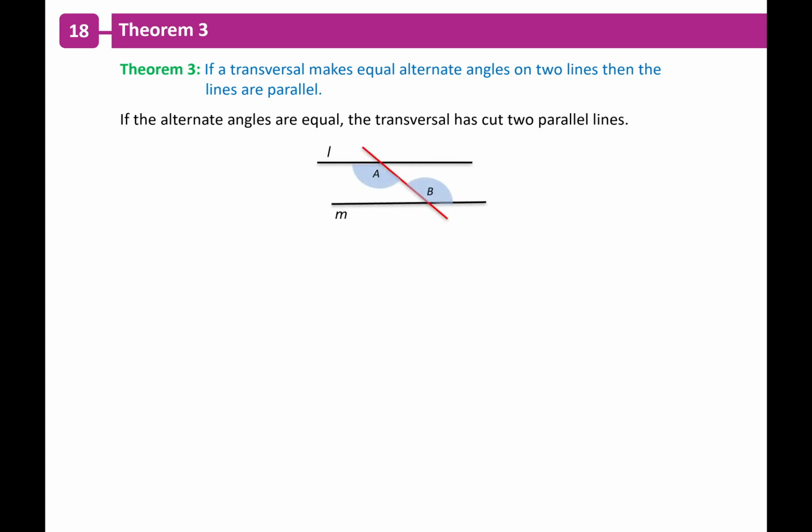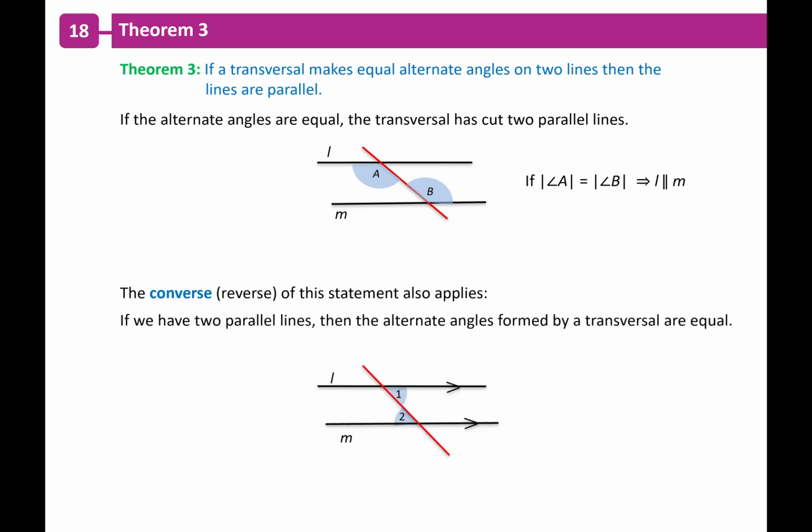Let's look at the following diagram. We have two lines L and M, and they are cut through a transversal. If angle A is equal to angle B, then our lines are parallel. The reverse of this statement is also true. If two lines are parallel, then alternate angles formed by a transversal will be equal.